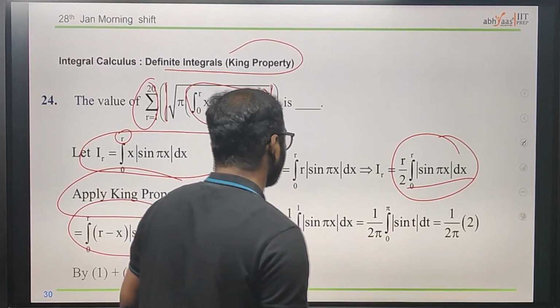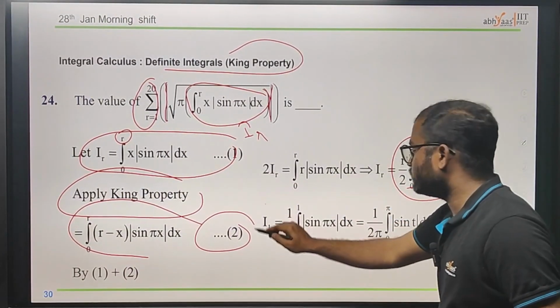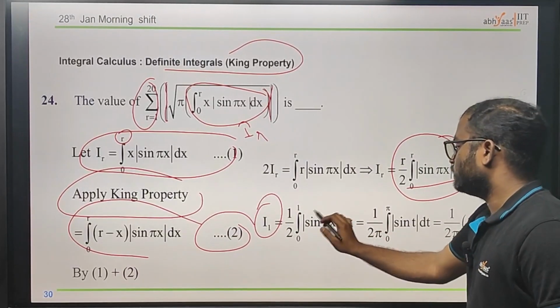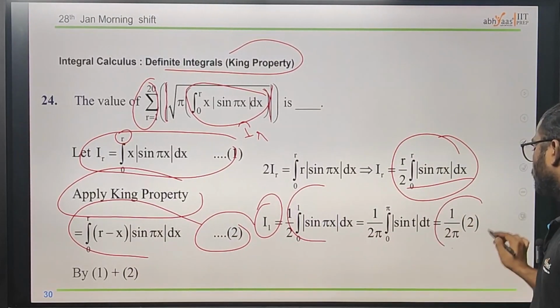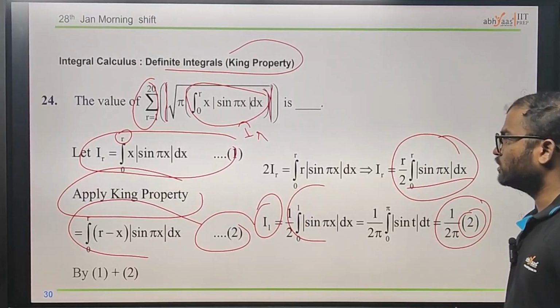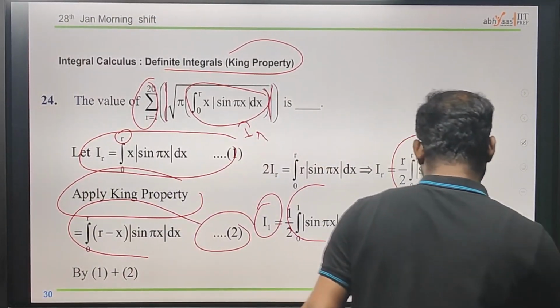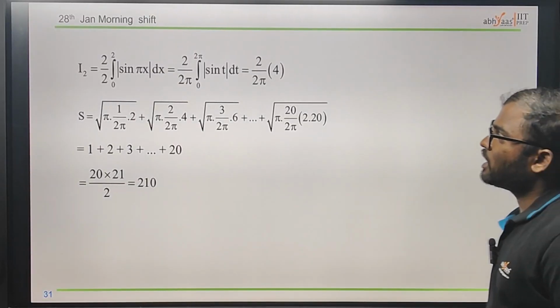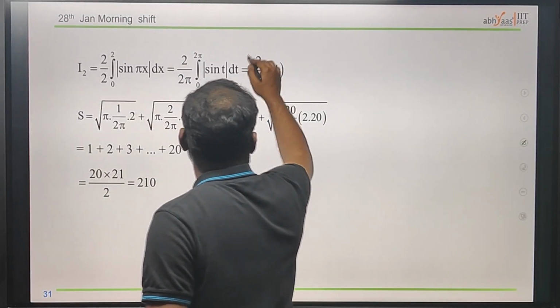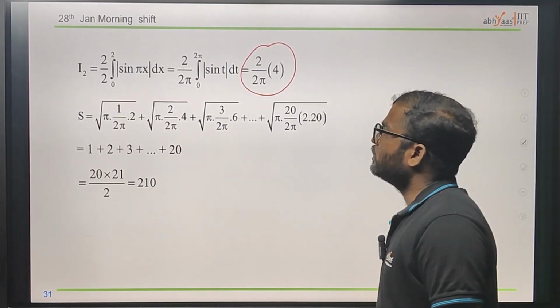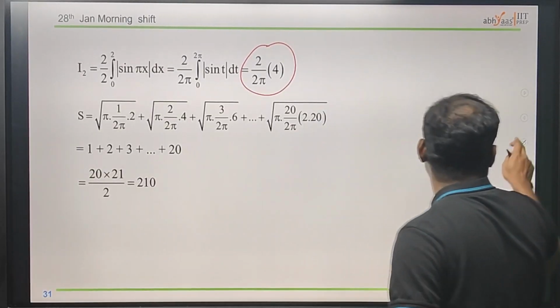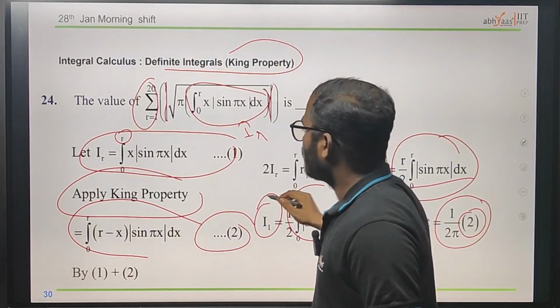Now just substitute this IR, or just take the I1. By putting the I1, we can have this type of situation, which is 1 by 2 pi into 2. Just doing this. Now similarly we have for the I2, we will get 2 by 2 pi into 4. Now just putting in this s.